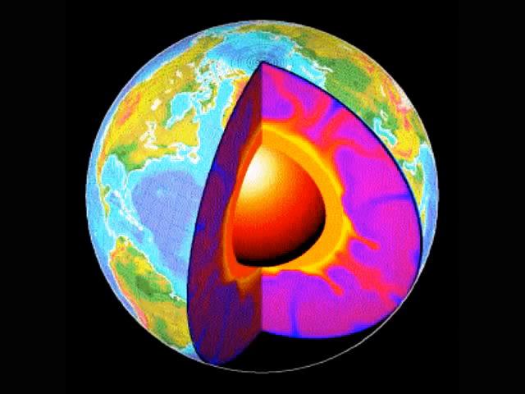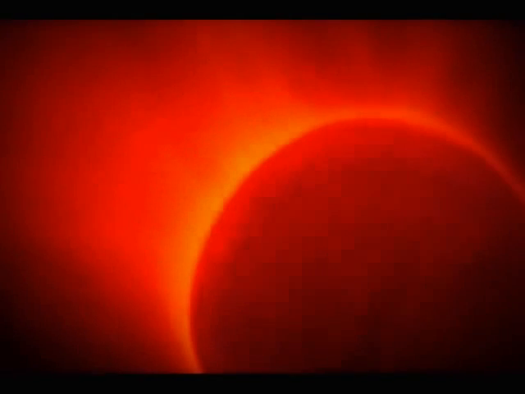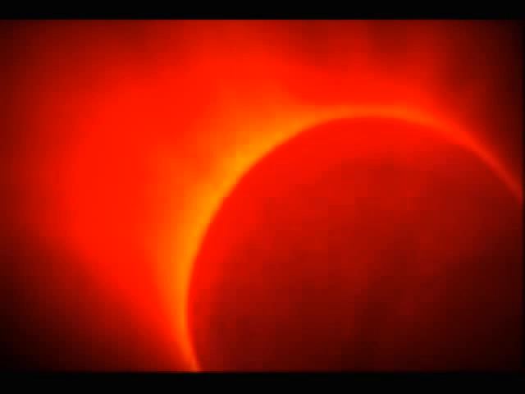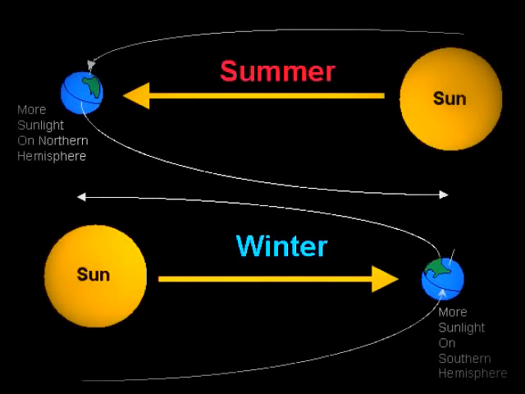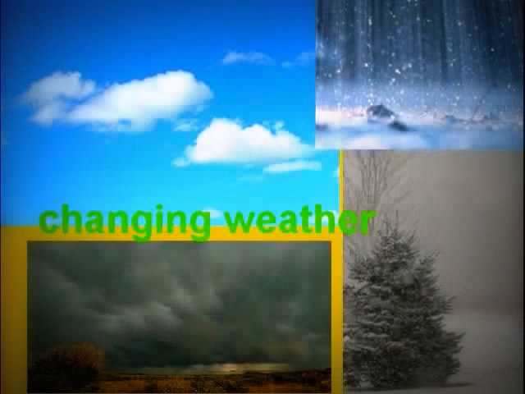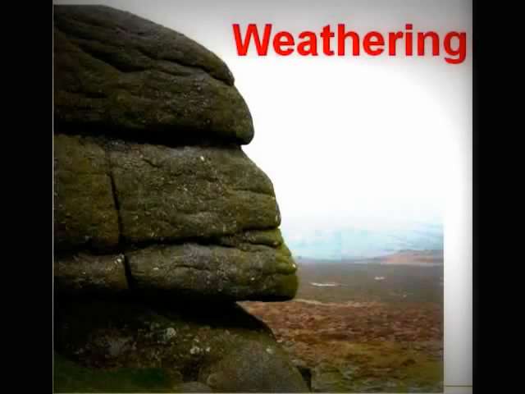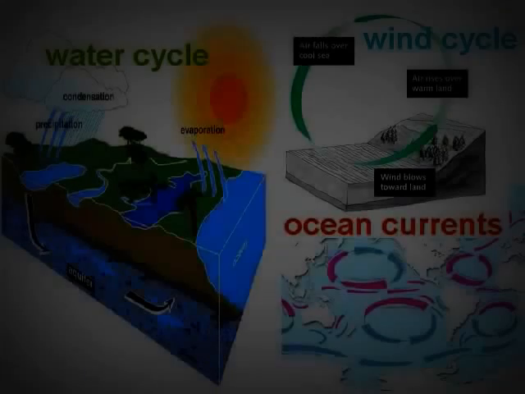The external heat, the second source, is solar. The heat we get from the sun. Because of the rotation of the Earth, this heat is not constant, but changes with the seasons and causes climate. We have winter, we have summer. The weather and the climate of the Earth is always changing, creating temperature variations, creating weather. Weather causes weathering and erosion. It controls the water cycle, the wind cycle, the ocean currents.